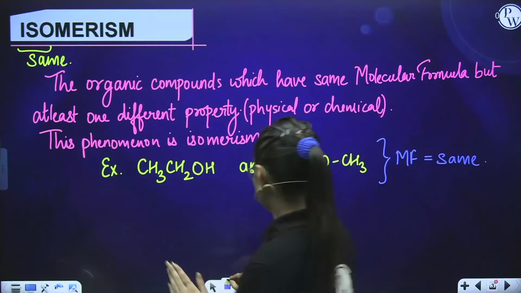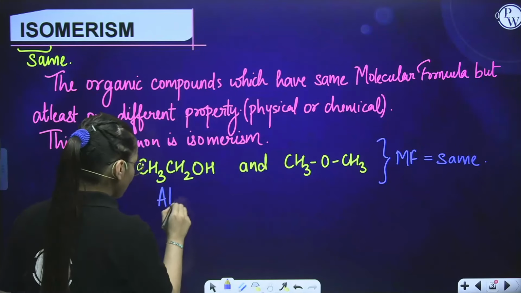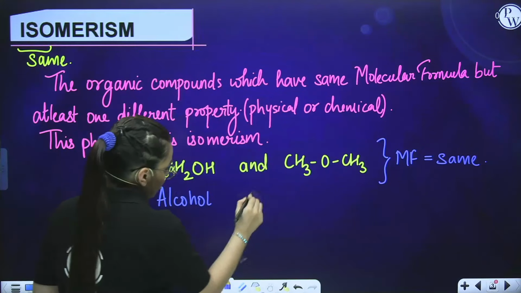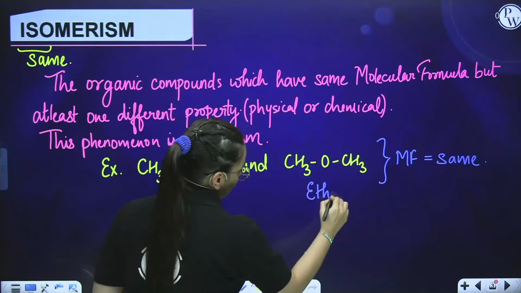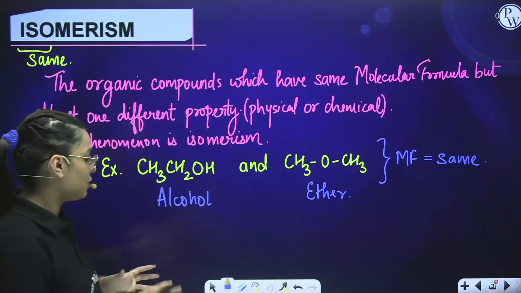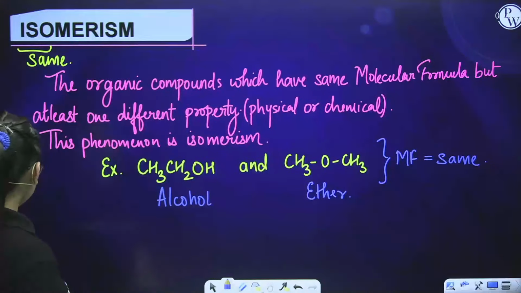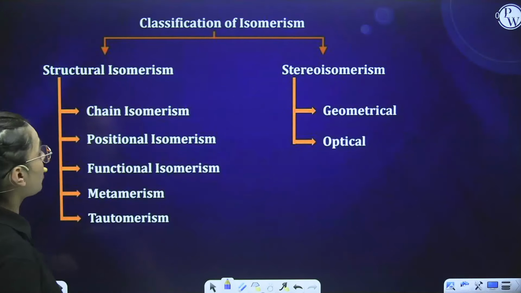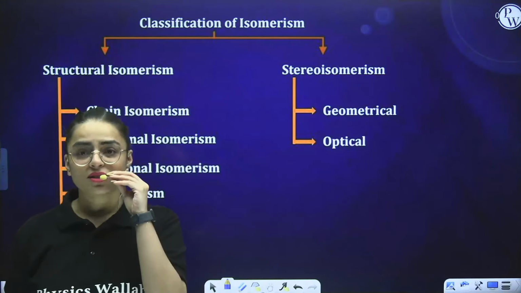Clear? So you can here also write this is alcohol while this is ether. Clear, students? So this was our very first segment that we got to know what are isomerism and what are isomers of each other.